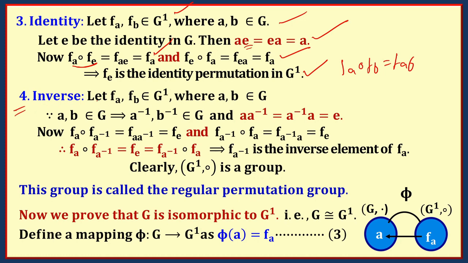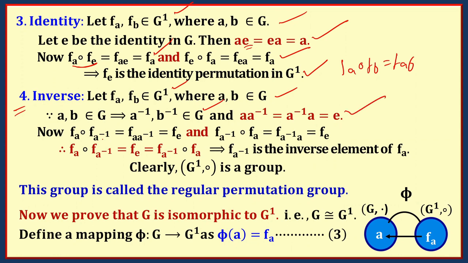The fourth one is inverse. Take two permutations Fa, Fb belongs to G dash, where A, B belongs to G. Since A, B belongs to G, A inverse, B inverse also belongs to G. Since G is a group, by inverse property, every element has a multiplicative inverse. And A inverse A is equal to A A inverse is equal to E. This is the inverse property.